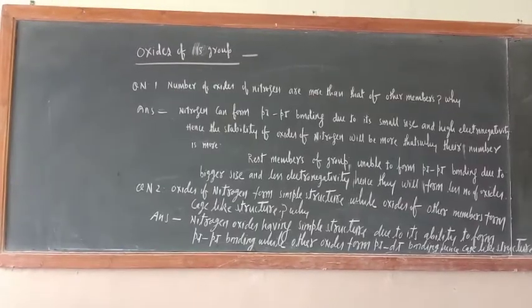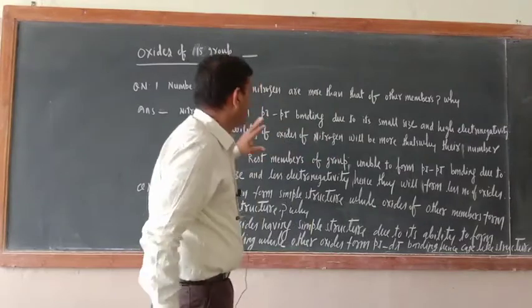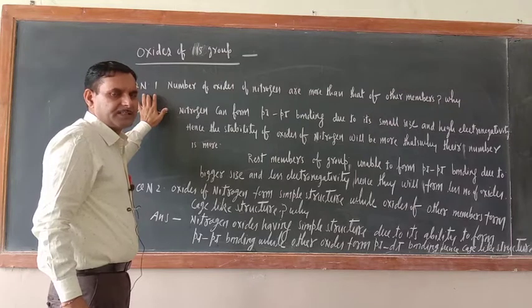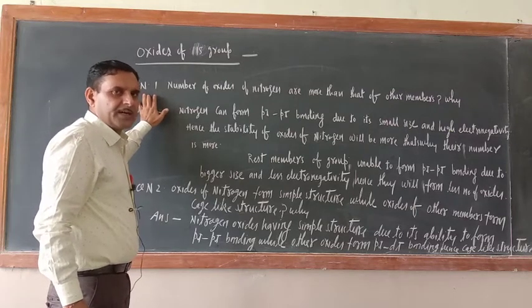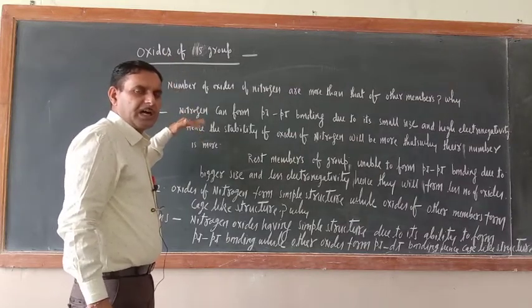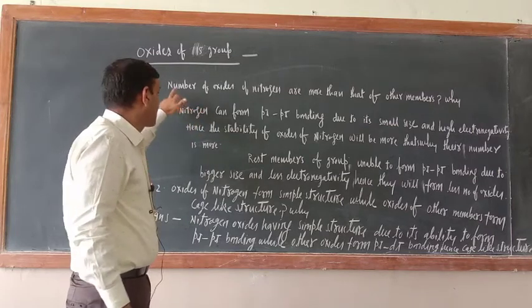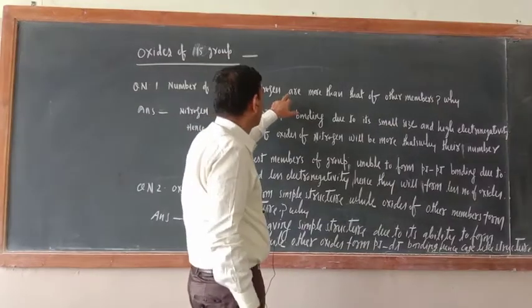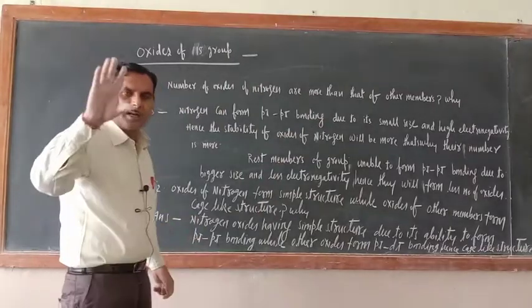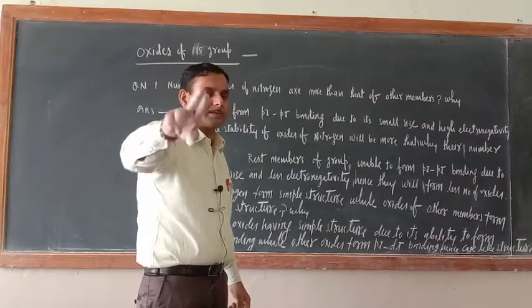Dear cadets, before explaining the acidic strength order of oxides, it is better to discuss these two questions, and afterwards I will explain the order of acidic strength for trioxides and pentaoxides of the 15th group. Just see, some questions are there. If you see carefully, the number of oxides of nitrogen is more. Why? As compared to other members, the number of oxides of nitrogen is more. Why? Just see, nitrogen with oxygen can form p-pi bonding. Very simple answer.